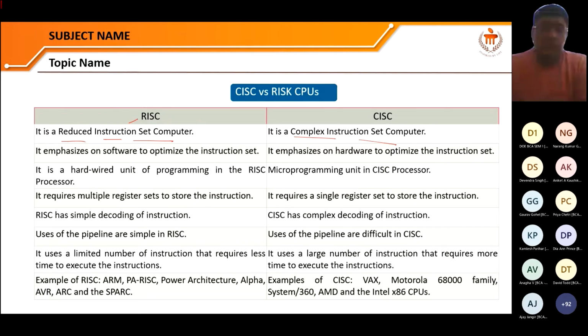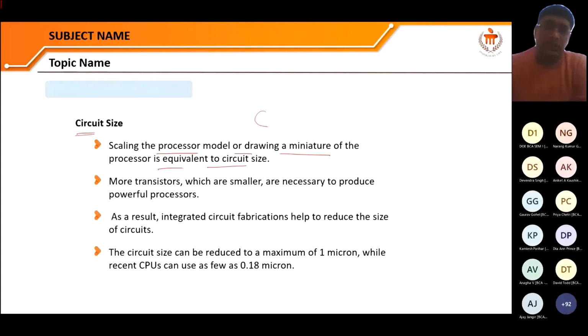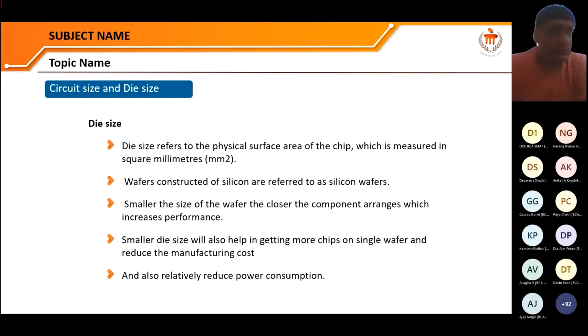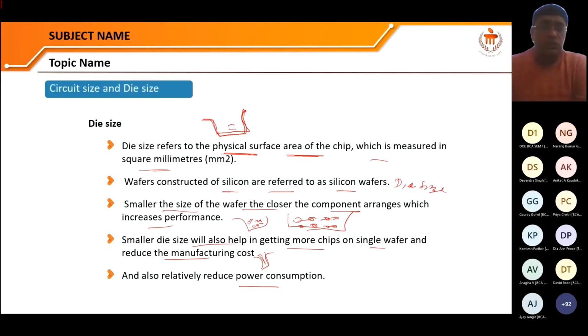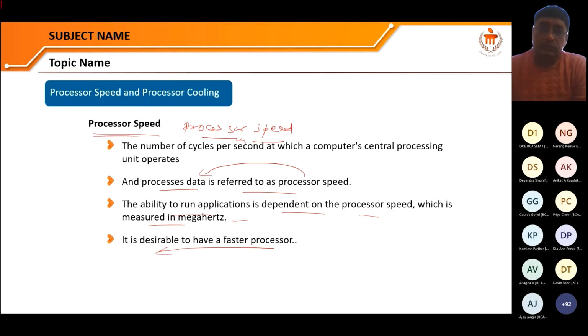And we have also understood what the circuit size is, the role of the circuit size, and what the die size is. Die size is the size of the particular core where we can put the chips, and if the die size is small, we can also reduce the power consumption. And we understood what the processor speed is and its role. If the processor speed is higher, we will find greater performance, because it can execute multiple instructions in a certain amount of time.